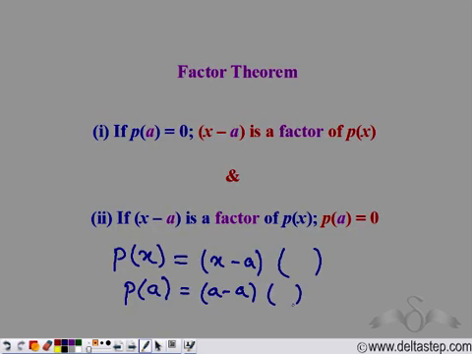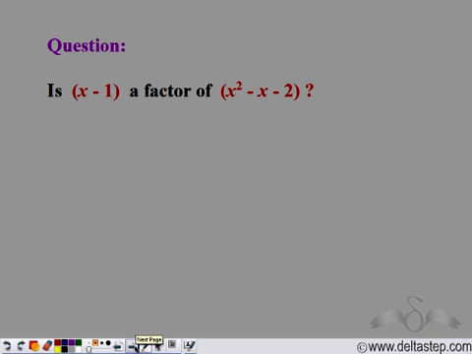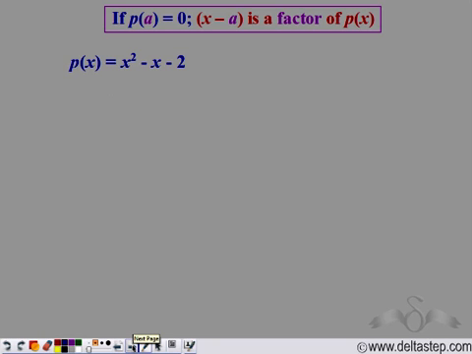Now, is x minus 1 a factor of x square minus x minus 2? We have already studied the factor theorem. For x minus a to be a factor of P(x), P(a) has to be 0. So for x minus 1 to be a factor of P(x), P(1) has to be 0.